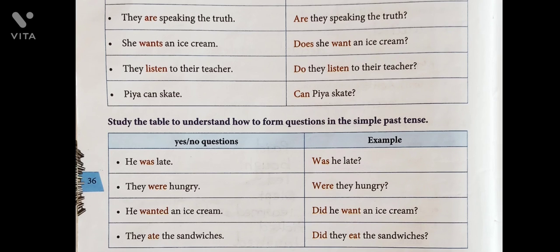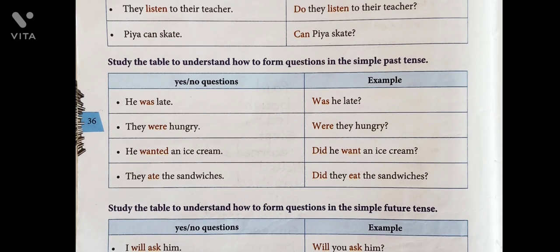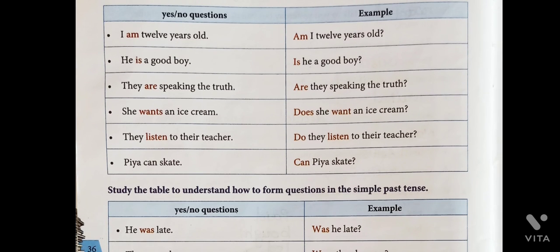She wants an ice cream. Does she want an ice cream? They listen to their teacher. Do they listen to their teacher? Pia can skate. Can Pia skate? So this is how you ask questions in simple present tense. Got it everyone? Understood?